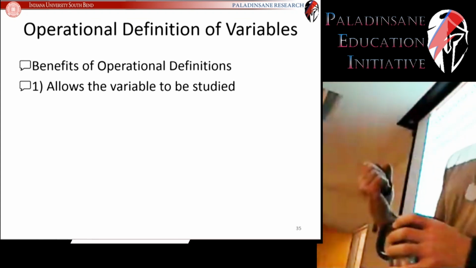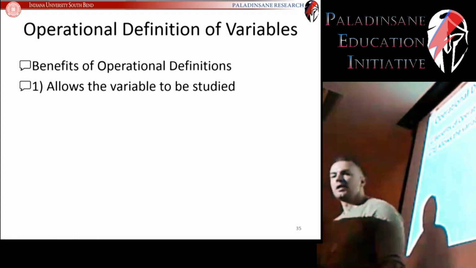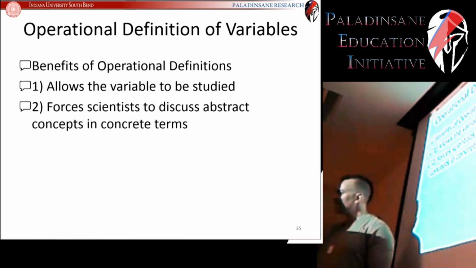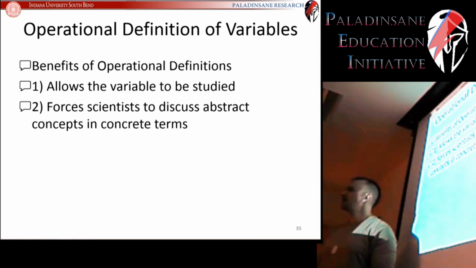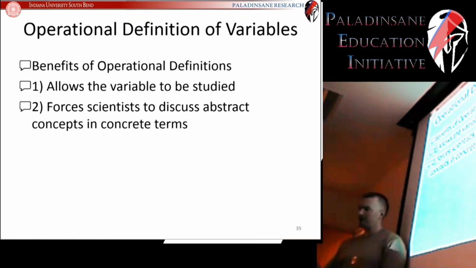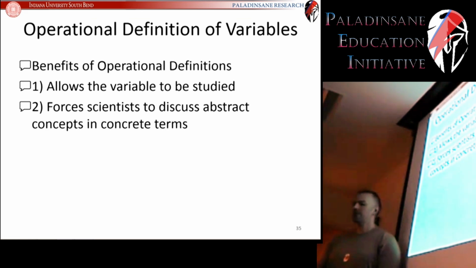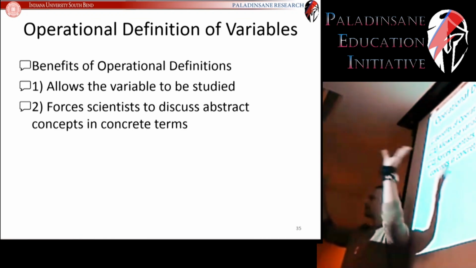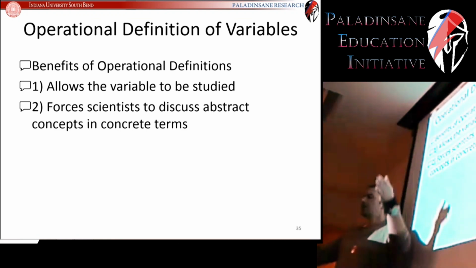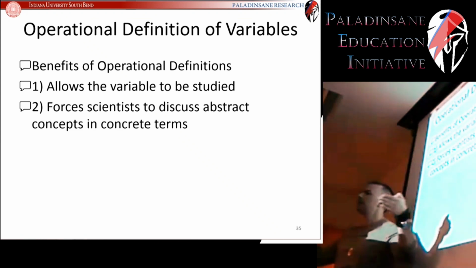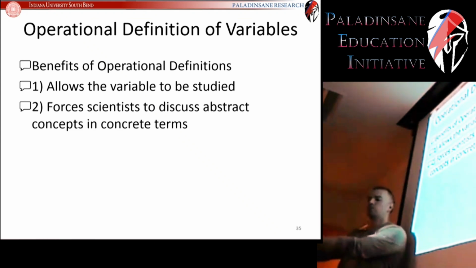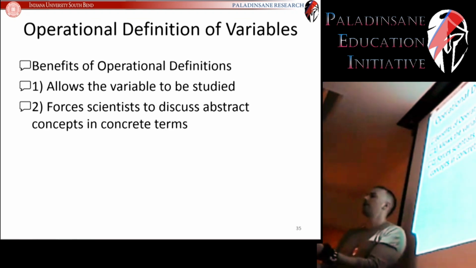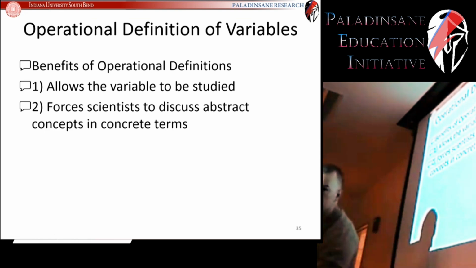The other thing that an operational definition will do is it will force a scientist to discuss these abstract concepts in very concrete terms. It will force a scientist to get very precise about what they're talking about. It'll force a scientist to go away from the sort of hand-waving general definitions to something that is well-defined, precise, well thought out, makes sense. It's the only way to get to an operational definition.